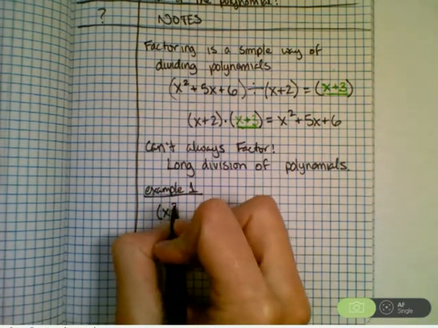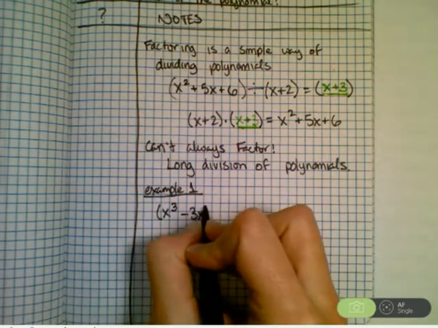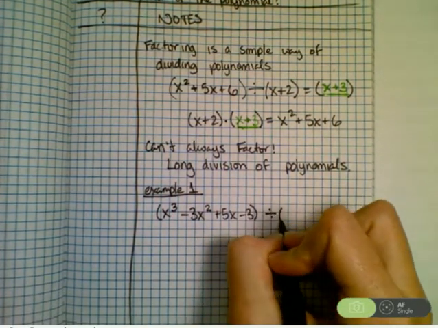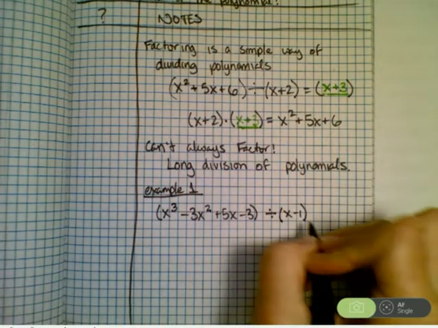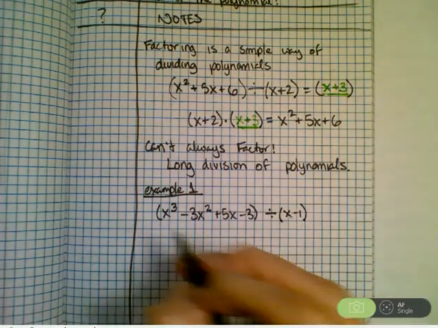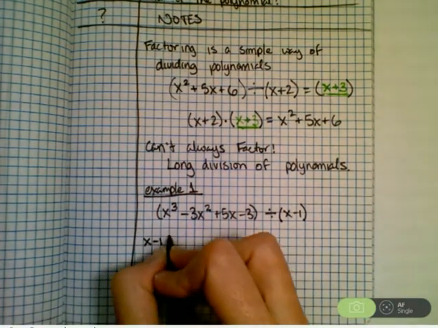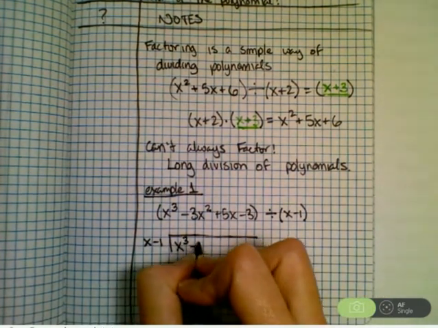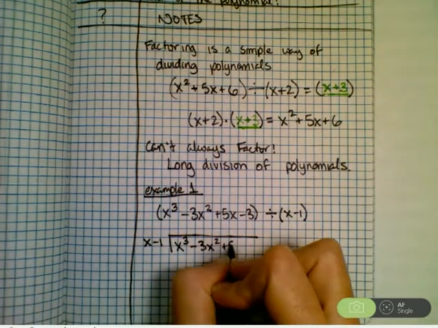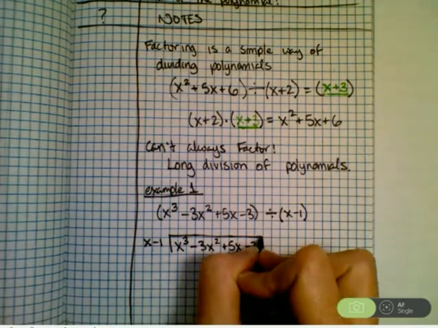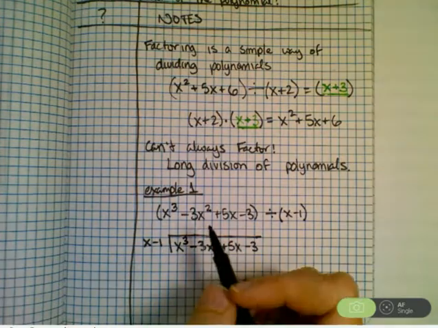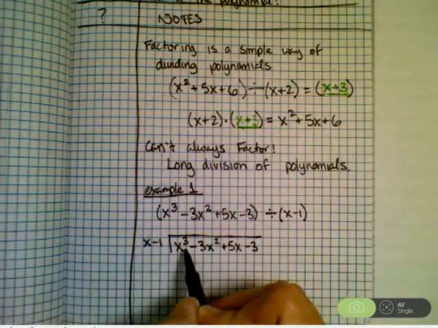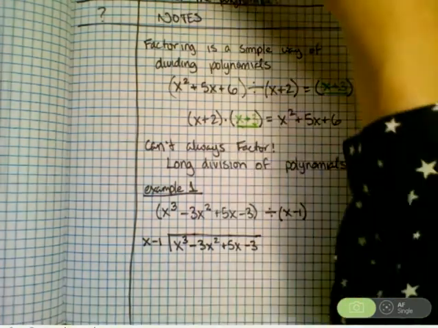We have x cubed minus 3x squared plus 5x minus 3, and we're going to divide that by x minus 1. So we want to put this x minus 1 on the outside of our division box, with x cubed minus 3x squared plus 5x minus 3 inside. Just like with division of numbers, when you look at how many times the first number goes into the first term, we're going to do the same thing when dividing polynomials.